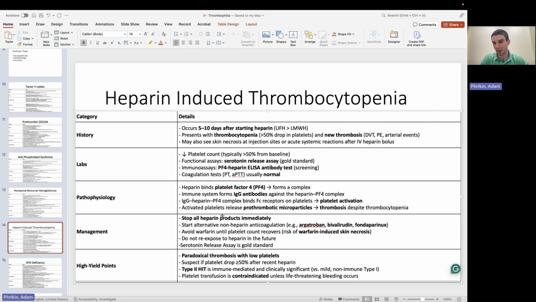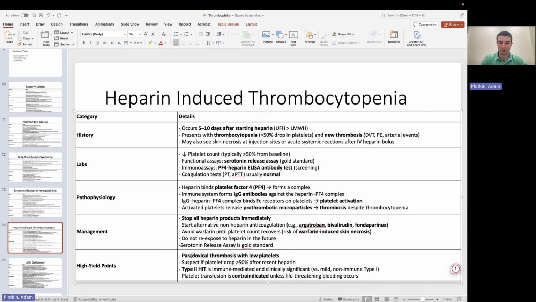All right. Management: we stop all heparin products immediately. Always the right answer on the exam if they haven't done that. We start alternative non-heparin anticoagulation. Argatroban is usually the first line. We can use bivalirudin or fondaparinux. We avoid warfarin until the platelet count recovers because we don't want warfarin-induced skin necrosis. Don't re-expose to heparin in the future. And again, I just wanted to remind you, the serotonin release assay is the gold standard.